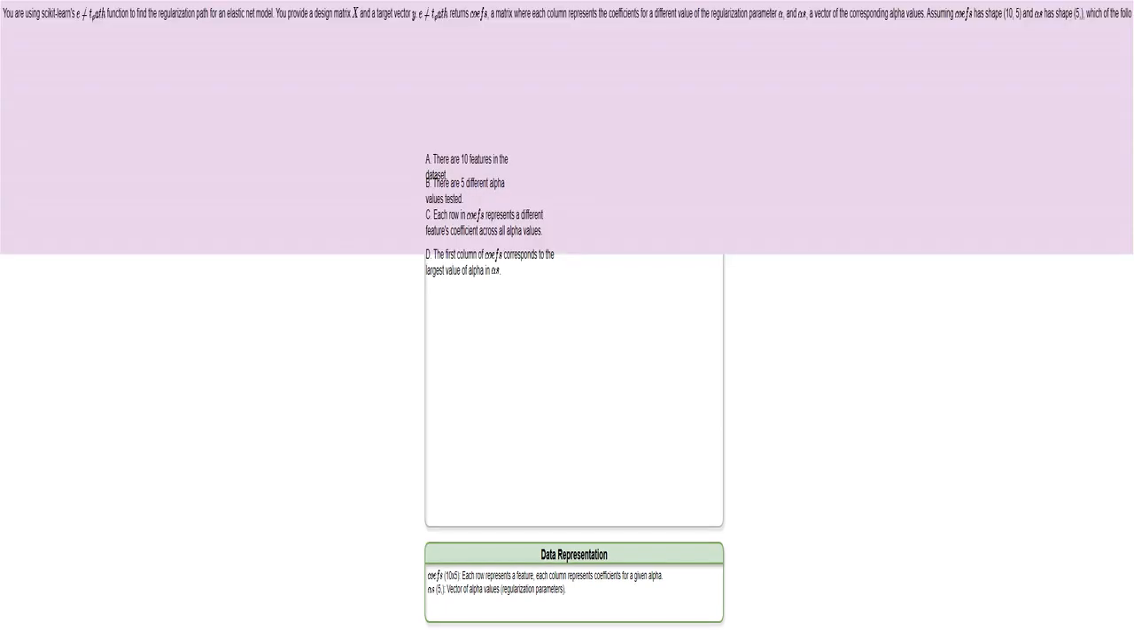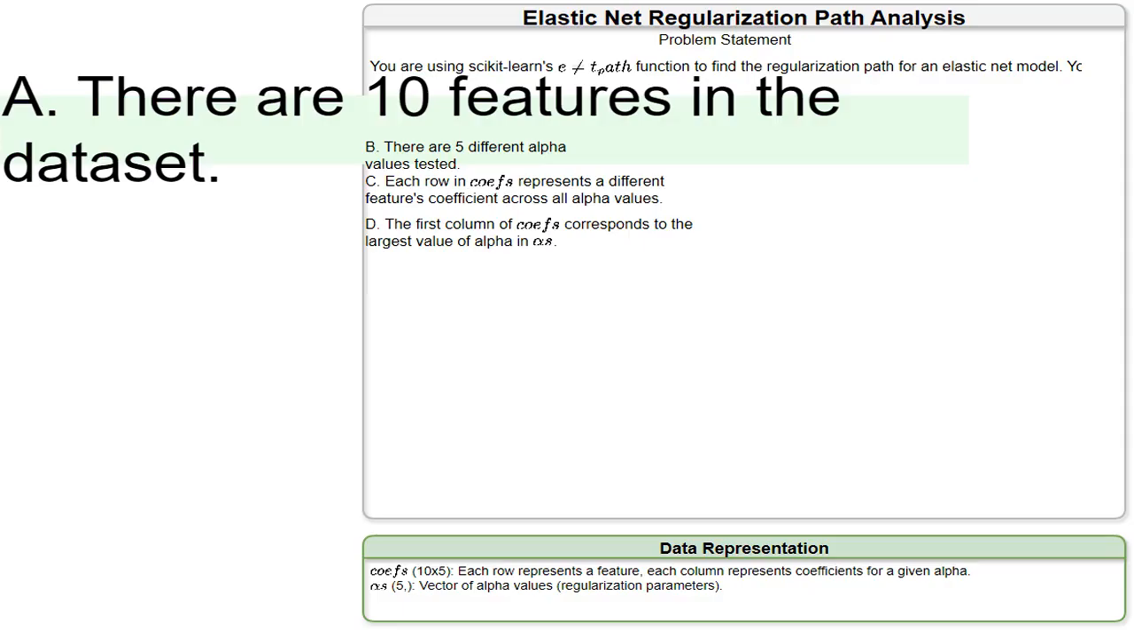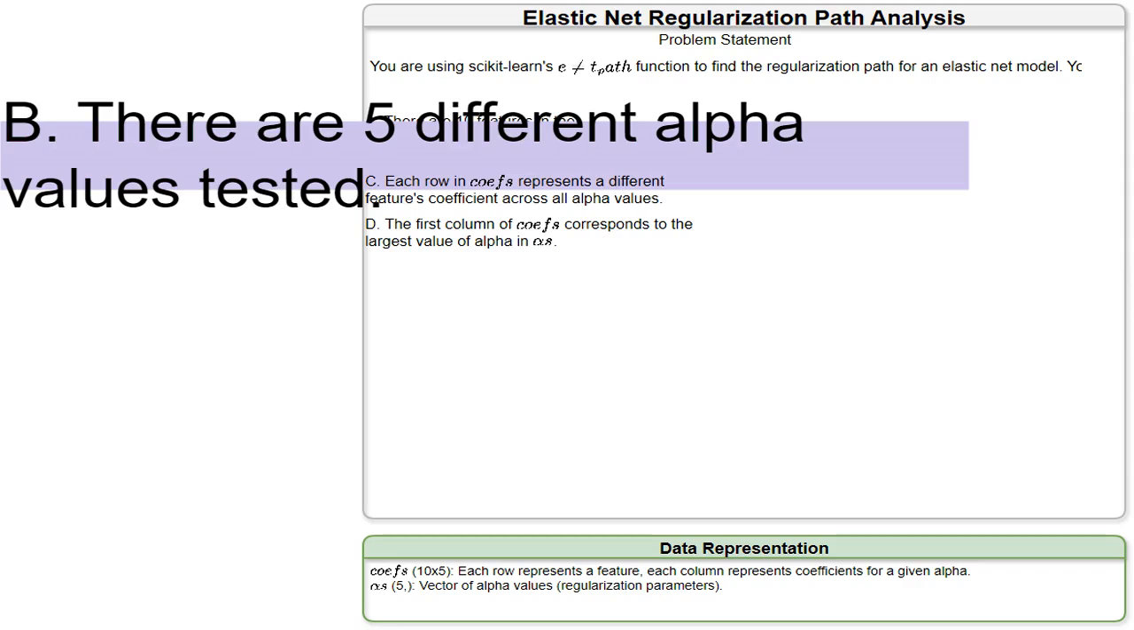This statement is true. I see that the "cofs" array has a shape of 10, 5. The first dimension, 10, represents the number of features in your dataset. This is also true. The "alphas" array has a shape of 5. This tells me that 5 different alpha values, regularization parameters, were used. Yep, true again. In the 10, 5, "cofs" array, each of the 10 rows represents a different feature. Each of the 5 columns shows how the coefficient for that feature changes as the alpha value changes.